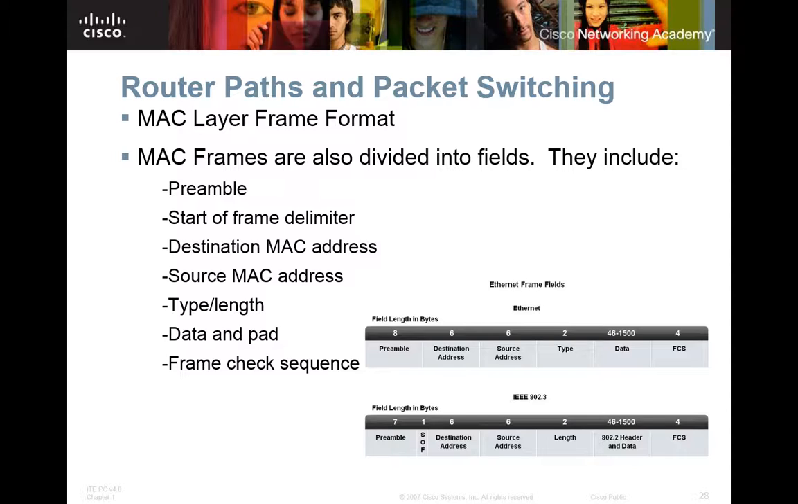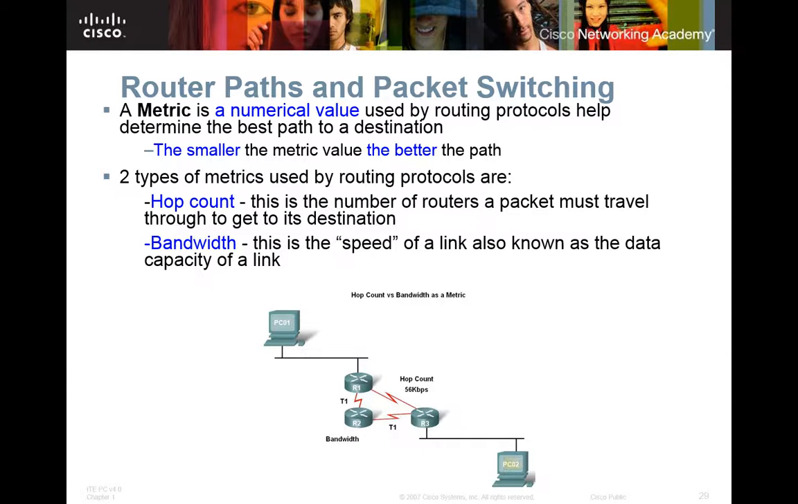Okay, MAC layer frame format. What does MAC layer do? Well, it takes your destination address, your source address, and encapsulates it. It's pretty much the same thing as an IP packet. A metric. That is what we use to define the speed or the hop count to get to the path of least resistance, right? Electricity always wants to run the path of least resistance.